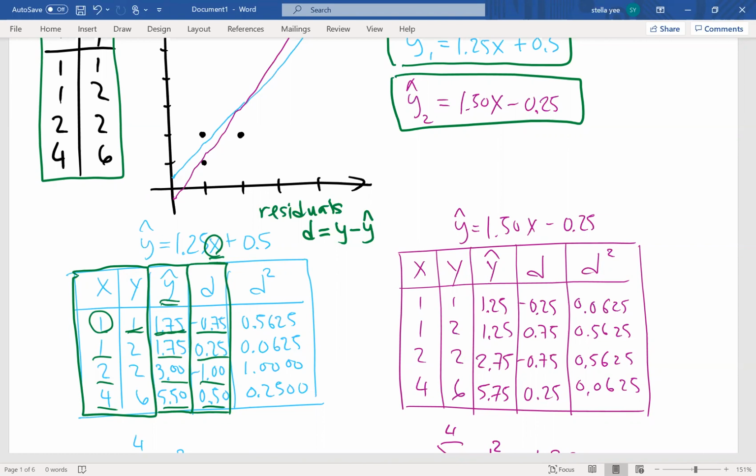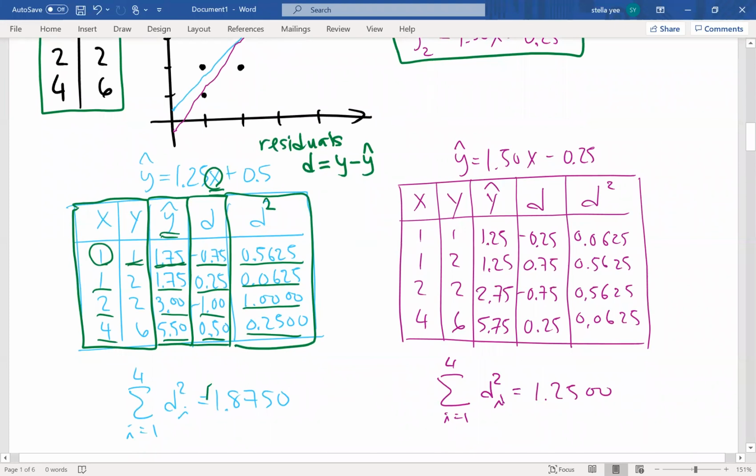So instead, what we could do is look at the squared residuals. When we square a number, then no matter what it was, negative or positive, it'll spit out a positive number. So if these are the squared residuals, we can add them up to see the total of how bad the approximation was. So this is the sum of the 4 squared residuals, 1.8750.